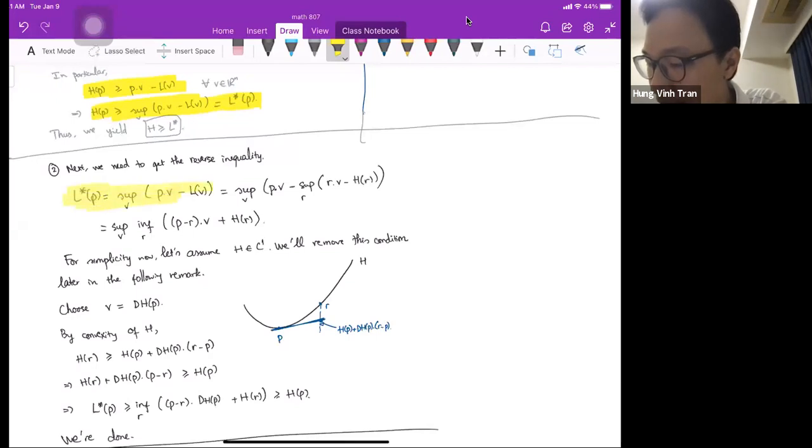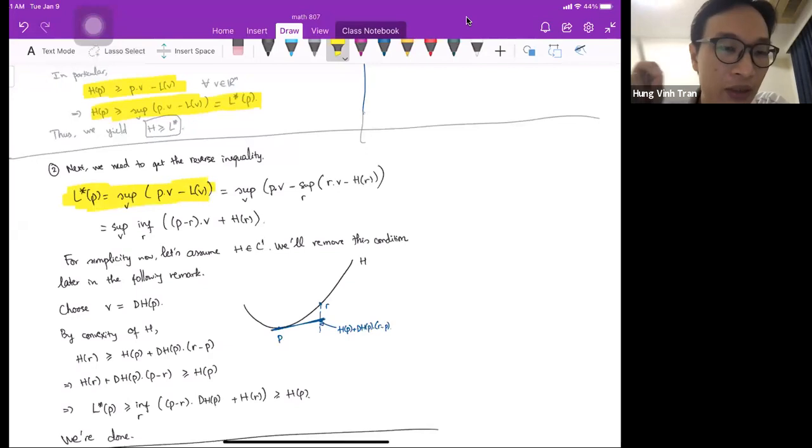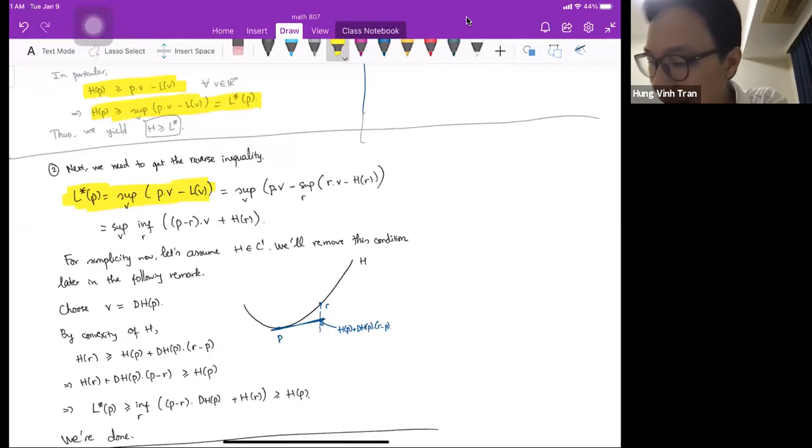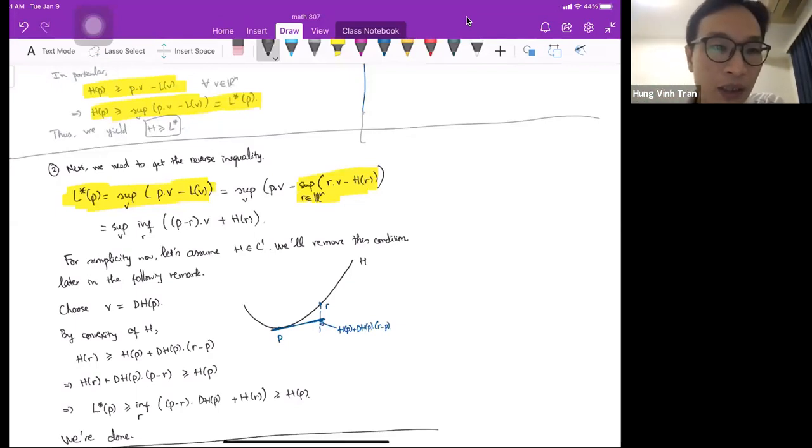Just write out the first definition: L star of P is the supremum over V of P dot V minus L of V. Then I can also write out the definition of L of V. Since P already occurs, I have to change the parameter to R. So this is the supremum over R in R^n of R dot V minus H of R. Then I have a minus sign in front of the sup. If I move the minus sign inside, the sup becomes an inf.